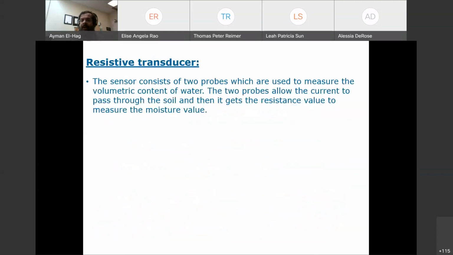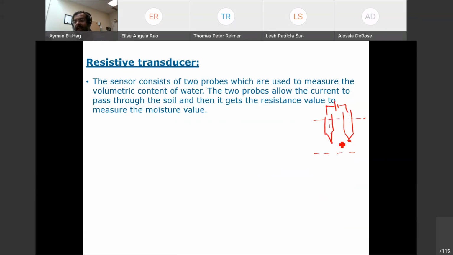basically the sensor consists of two probes that will measure the volumetric content of water. Now we apply voltage between these two probes. So basically you have two probes like this. You insert them into the soil and you apply a voltage here. When you apply a voltage, a current will start to flow. But between the tips of these two probes, there is moisture.